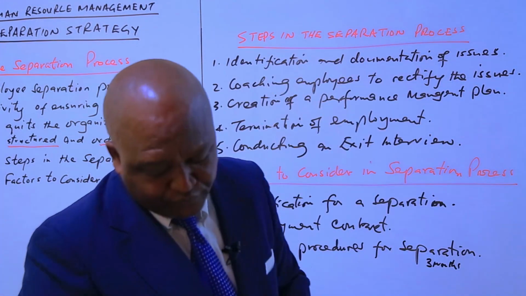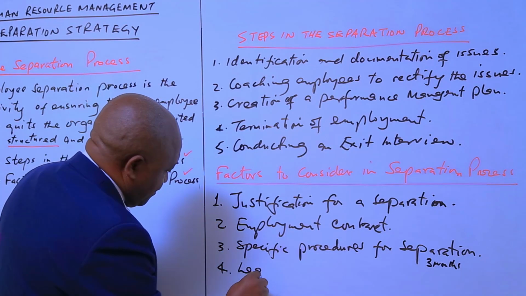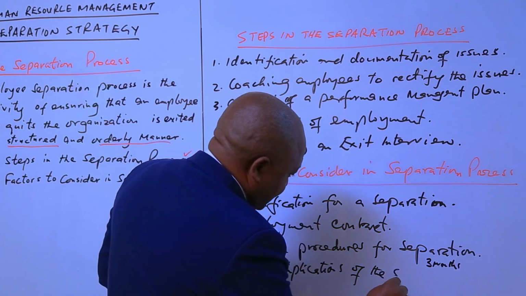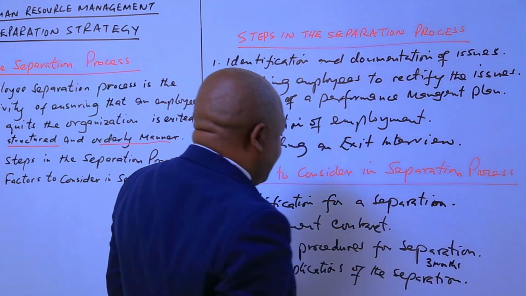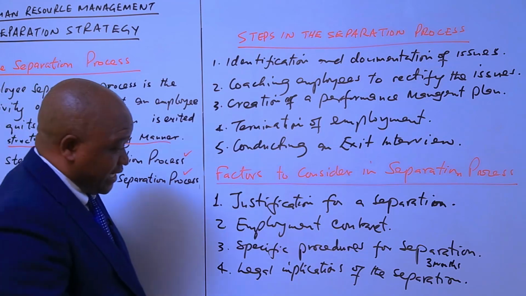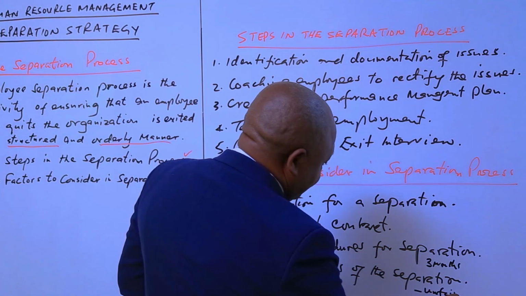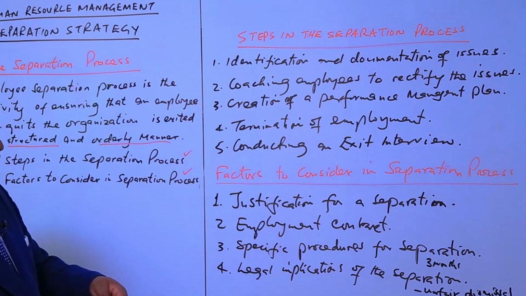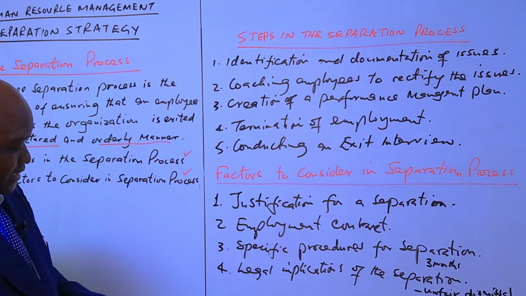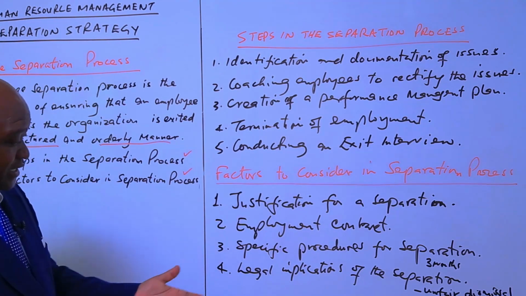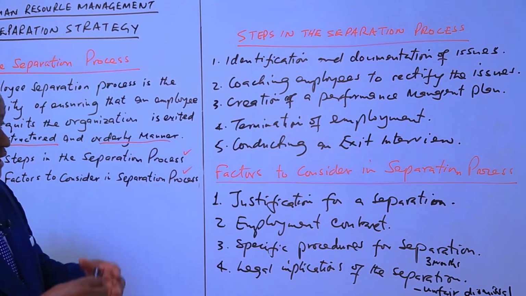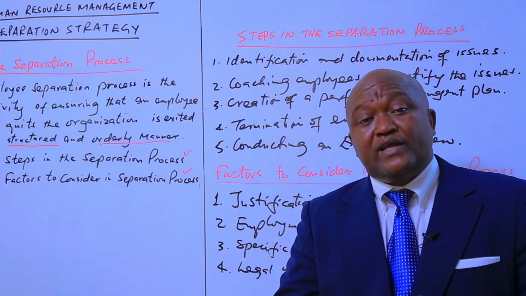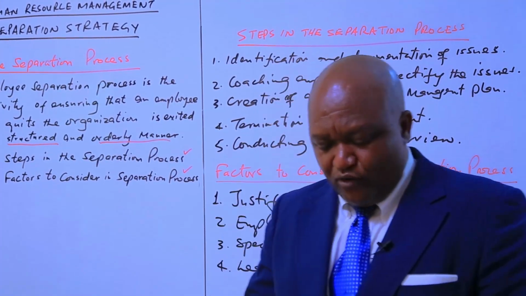Then the legal implications of the separation. For example, an employee may claim that this separation is unfair, maybe dismissal, for example unfair dismissal. The law provides for what can be an unfair dismissal. So it is important that before any separation is done, an organization seeks some legal interpretation so that the separation is done within the legal framework. The legal implications must be considered, otherwise the employer may have to pay very heavily for a separation process.